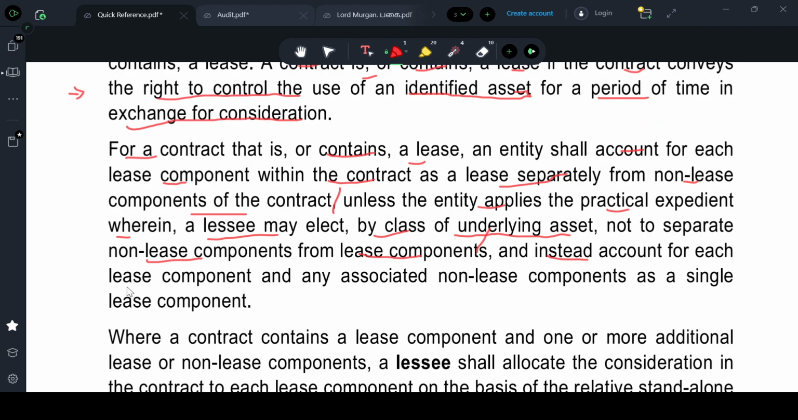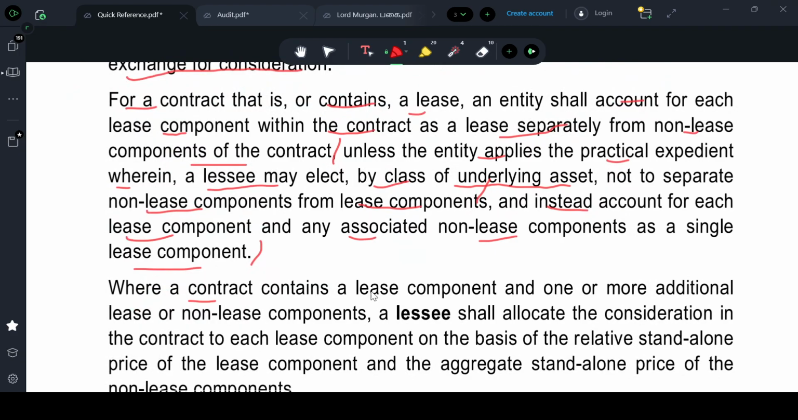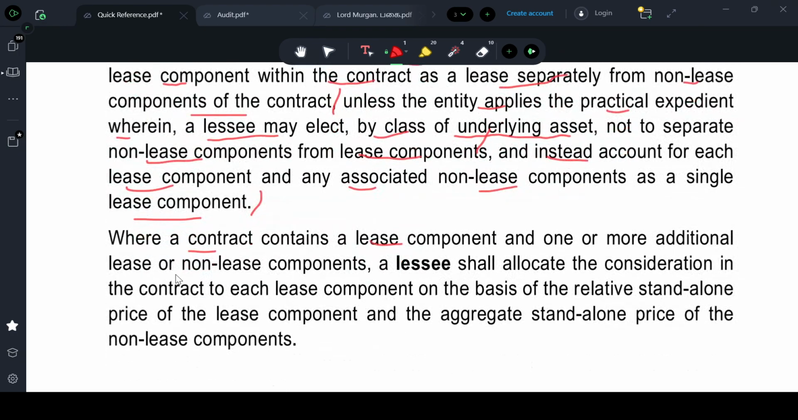Instead of accounting for each lease component and any associated non-lease components separately, it may treat them as a single lease component. The contract may contain a lease component and one or more additional lease or non-lease components. So the contract can have one or more additional lease components.